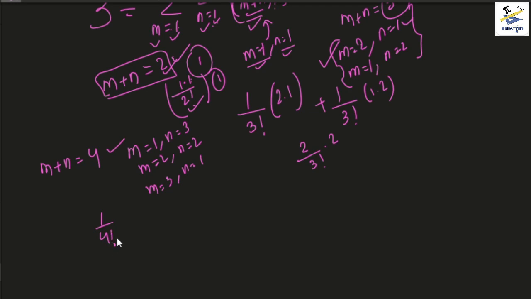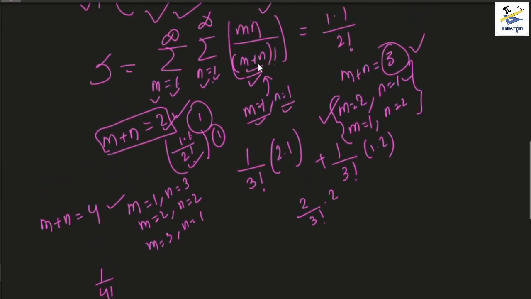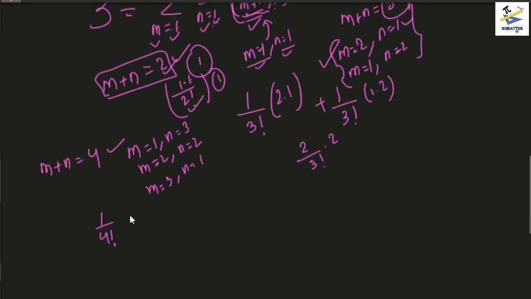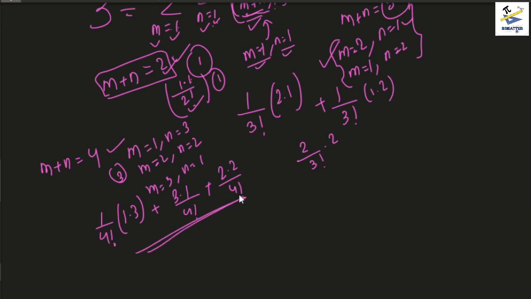So this would basically mean that this term 1 by 4 factorial, as you can see in the infinite series we have an (m plus n) factorial, will appear 3 times in total, and those 3 terms would be: one of them would be 1 into 3 by 4 factorial, one of them would be 3 into 1 by 4 factorial, and one of them would be 2 into 2 by 4 factorial.